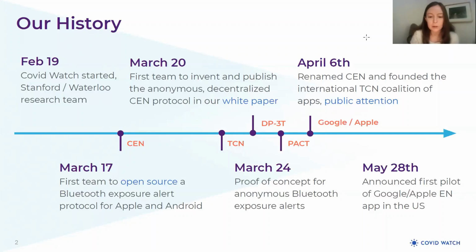It later got put into a larger TCN protocol, temporary contact number protocol, which was used by a lot of other apps in Germany and in the US. Soon after that, another team in Europe started an open source project on their GitHub as well, with the same kind of technology as the CEN paper from our white paper from the 20th. So three teams in early April, DP3T, PACT, and Google Apple, announced that they were building similar technology.